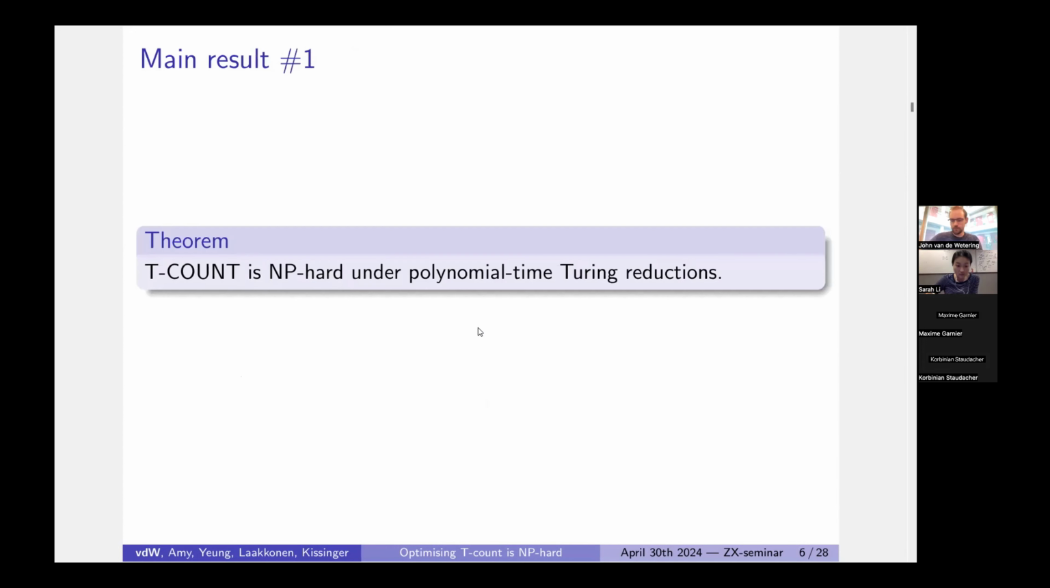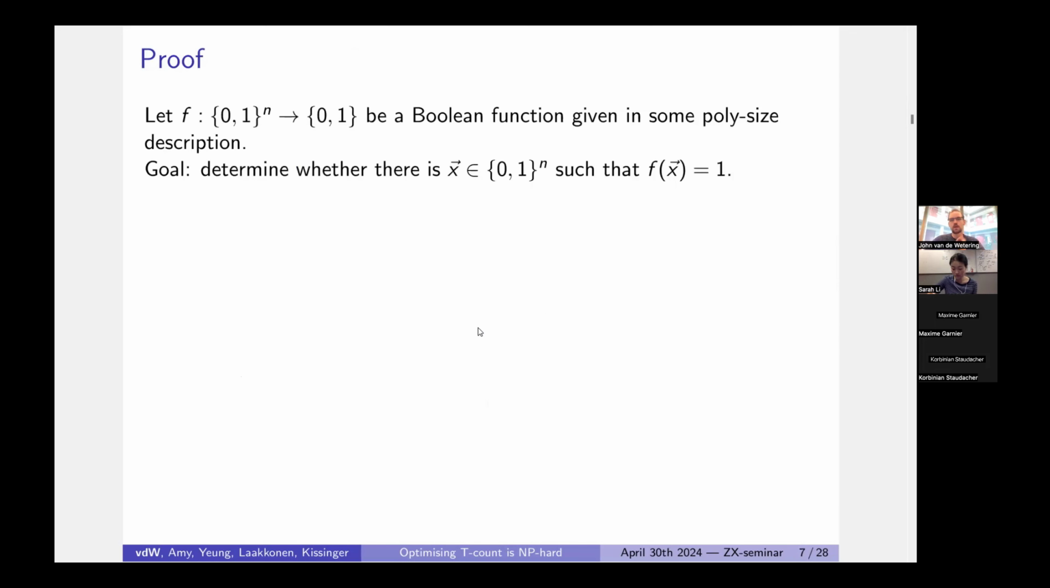Okay, cool. So the main theorem of the first paper is that this decision problem T-count is NP-hard under polynomial time Turing reductions. And the way we prove that is quite simple. We reduce from Boolean satisfiability. Determining whether a Boolean function is satisfiable is a very well-known NP-complete problem. So we show that if you can solve T-count, you can solve Boolean satisfiability, and therefore it must be NP-hard. So how do we do that?